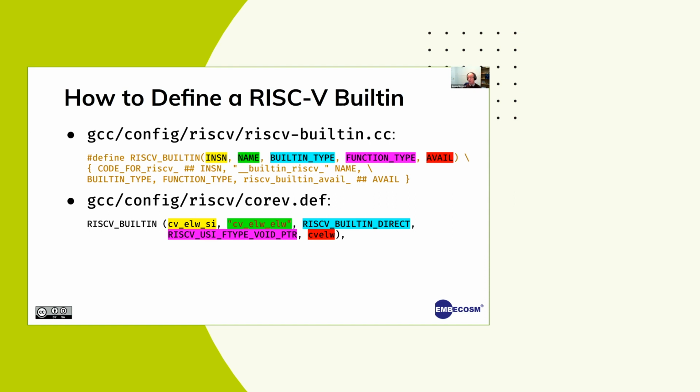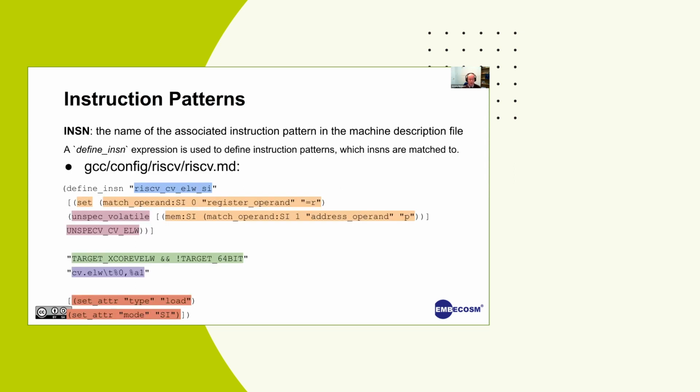Its function type is: it's passed in a void pointer. We don't actually say it's specifically a 32-bit pointer. It's a generic pointer that's passed in, and it returns a USI. That's an unsigned single word integer. That's the GCC nomenclature for the type. And the availability function is going to be called CVELW. Is the ELW extension enabled? Now, my apologies for the layout here.